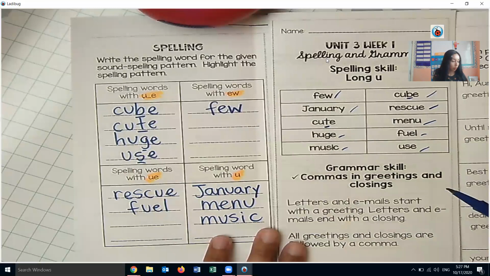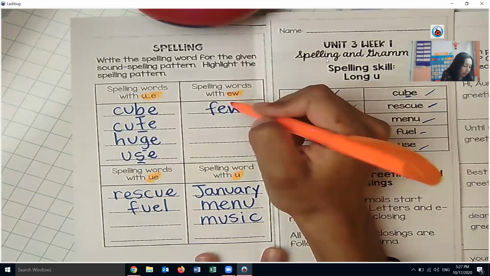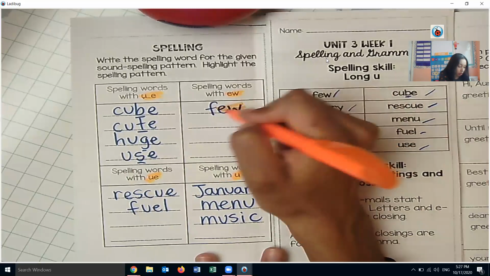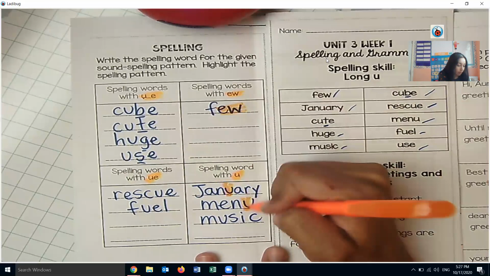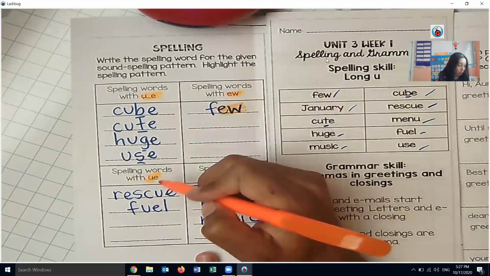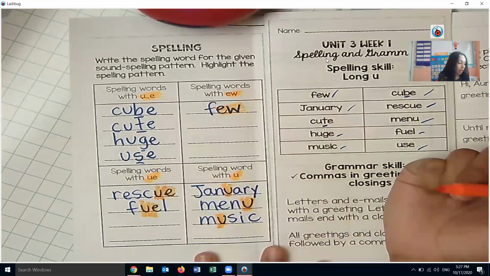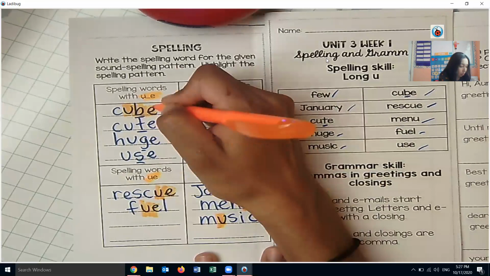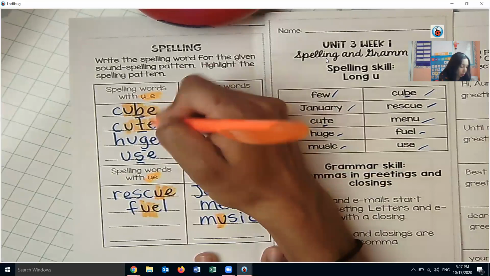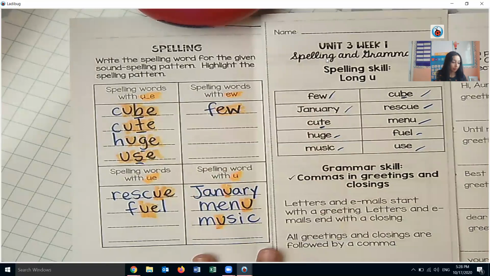So we have our word sort here. I'm just going to highlight that pattern now. So we have EWs here, with just U: January, menu, music. Rescue, UE. Fuel, UE. And then these are all the ones that have U, some letter, and E. U, a letter, E. U, a letter, E. So that's our spelling pattern.